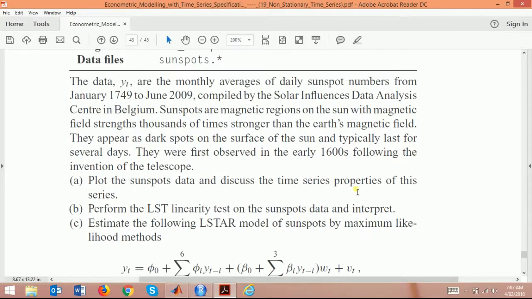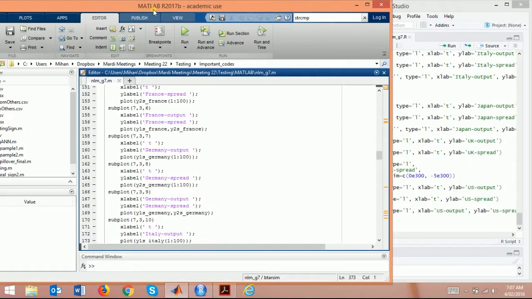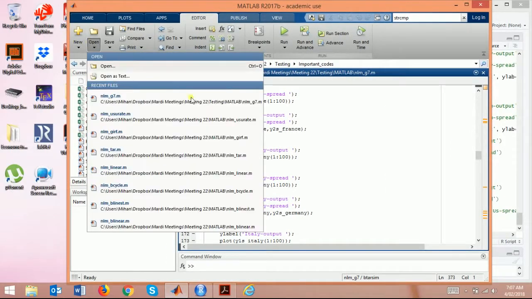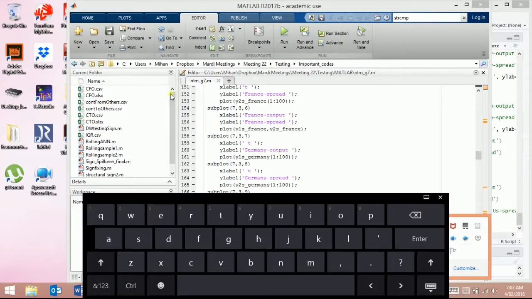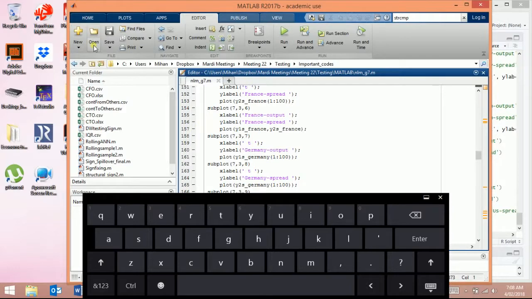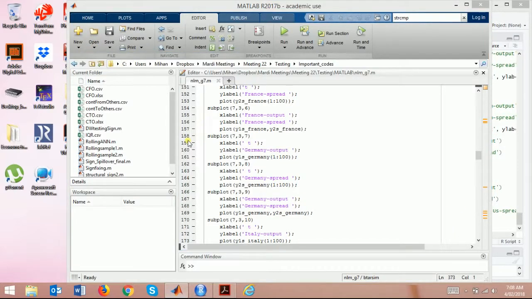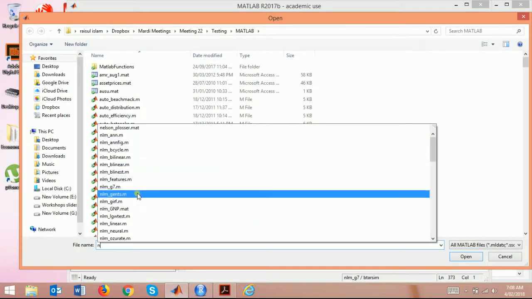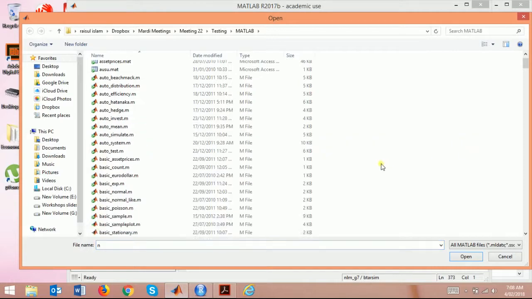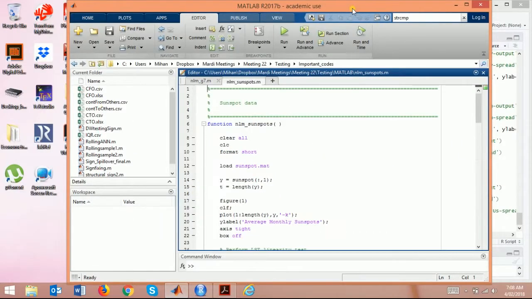And then sunspots, the data NLM sunspots. This is the final one. Let's open the NLM Sunspots one. Open. I'm not sure why this came up. NLM Sunspots.